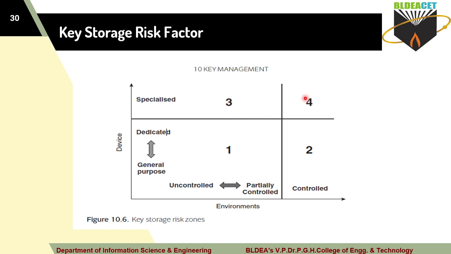Whereas in zone 4, hardware devices such as HSM are required to provide the security. For that also you require tamper resistance. High-level security you require. So based on this risk factor, you have to go for the key storage. Okay, thank you.